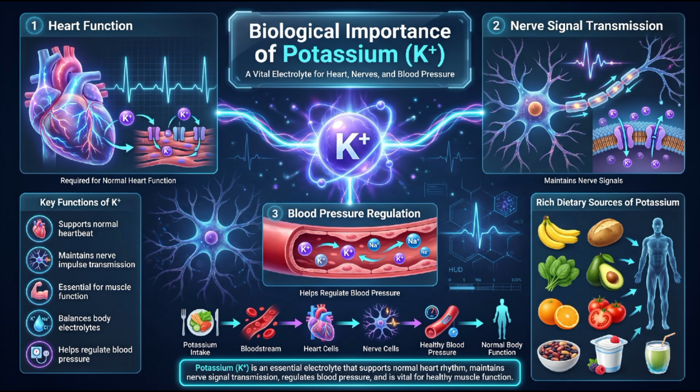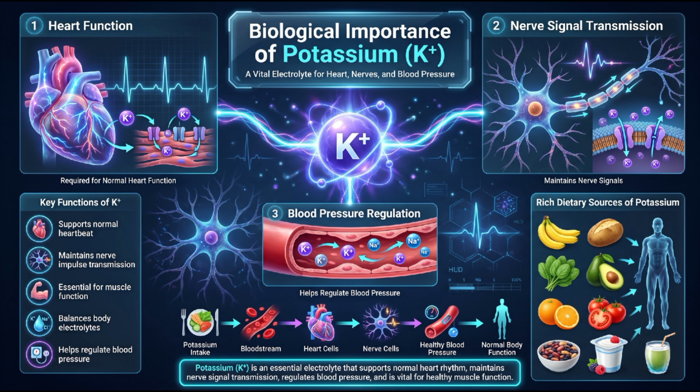The infographic illustrates the pathway of potassium inside the body. After consuming potassium-rich foods, potassium is absorbed through the digestive system into the bloodstream and transported to various tissues. Most potassium enters body cells, particularly muscle cells, nerve cells, and heart cells, where it performs its essential physiological functions. Through its involvement in electrical signaling and cellular metabolism, potassium contributes to the normal functioning of virtually every organ system.